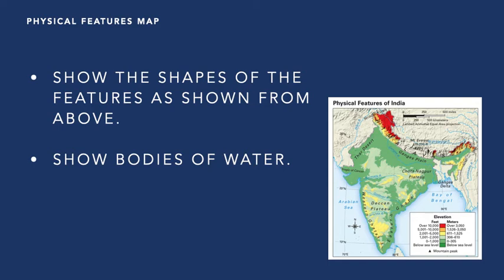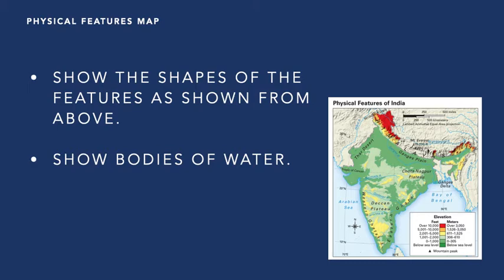The first map we're going to be talking about is a physical features map. And a physical features map shows the shapes of the features as shown from above, so that it shows the shapes of different landforms, like mountains. It will also show bodies of water in that specific area.